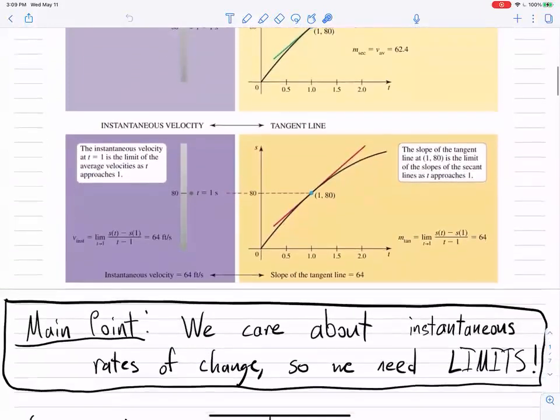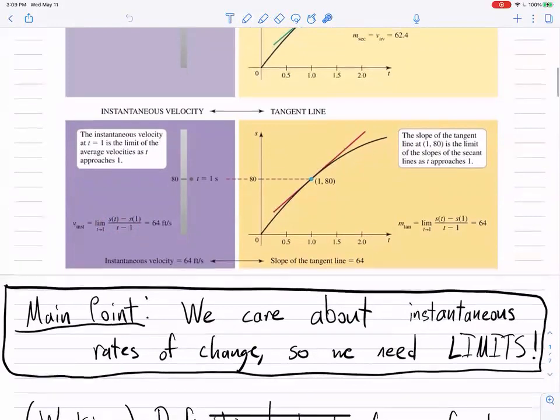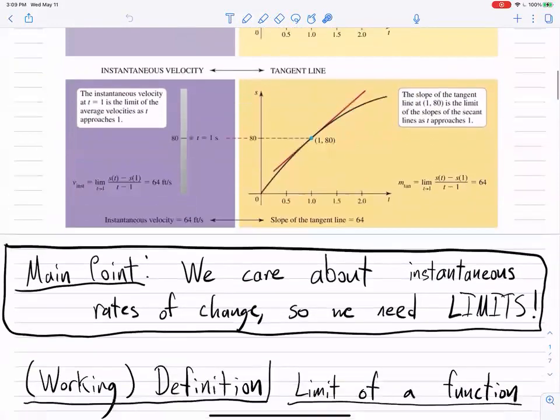And so the main point of this background stuff is that we care about instantaneous rates of change. So we need limits. Limits are how we get these exact values. We take a limit, because you can't actually plug in 1 here, right? If you plug in 1, you'll get 0 over 0. And that doesn't make any sense. That's mathematically indeterminate. We don't know what that means. And so that's where the idea of limits comes in.